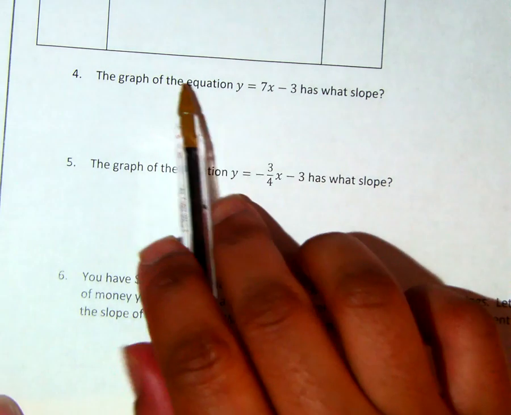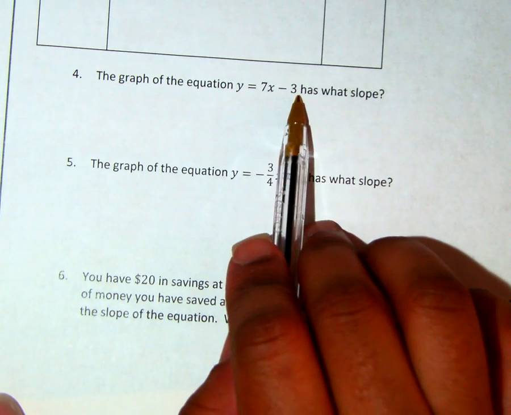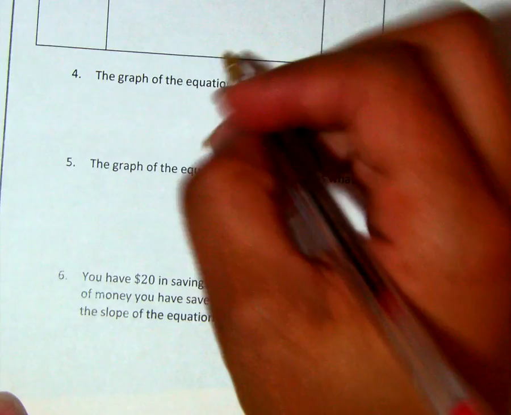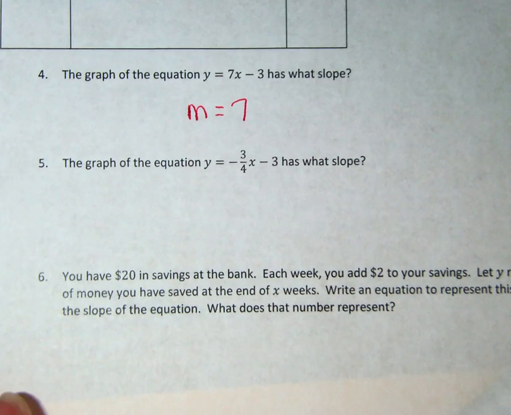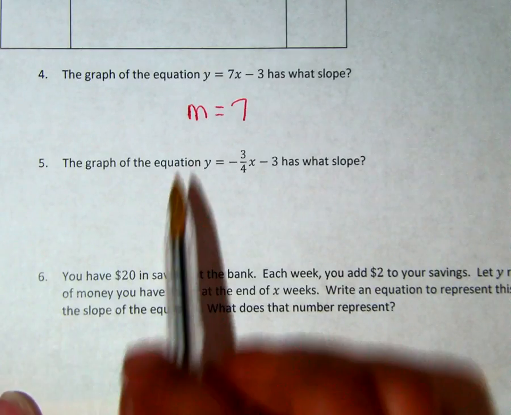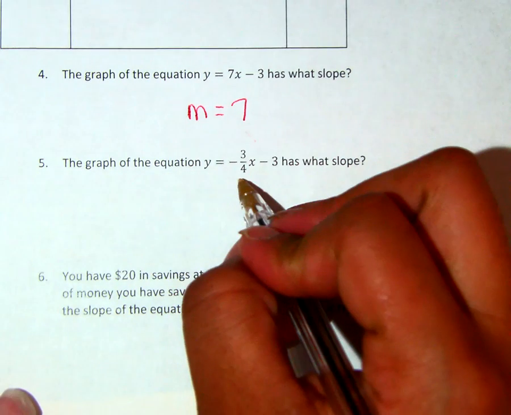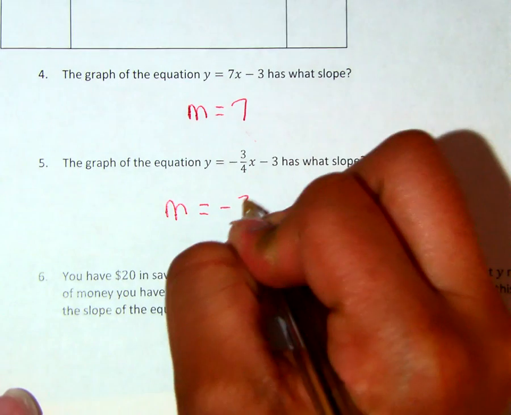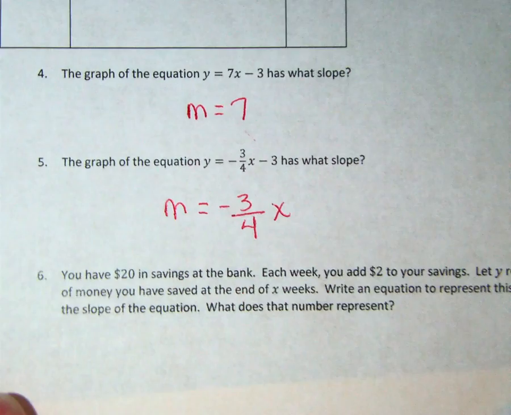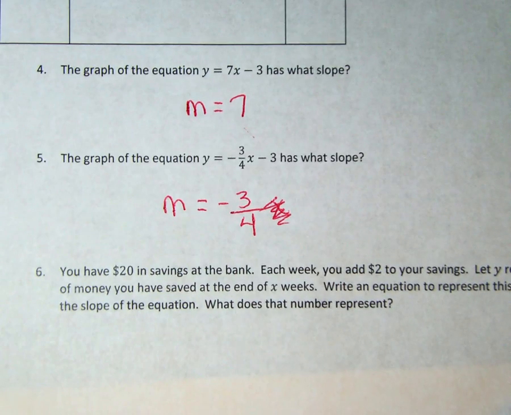Yeah, the graph of this equation, y equals 7x minus 3, slope is going to be m equals 7. Slope in number 5, what's our slope going to be? Yeah, in the graph of the equation, y equals -3 over 4x minus 3. Even though it's this funky looking fraction, I want to look at the number, the coefficient attached to the variable x. So I know that my slope is going to be -3 over 4. Sorry, don't bring the variable with it. Slope is just the number attached to the variable x.